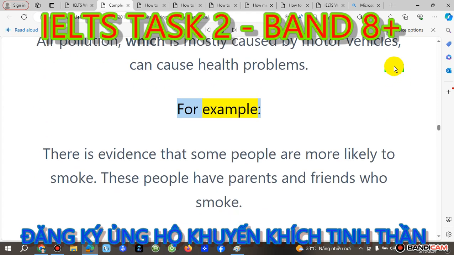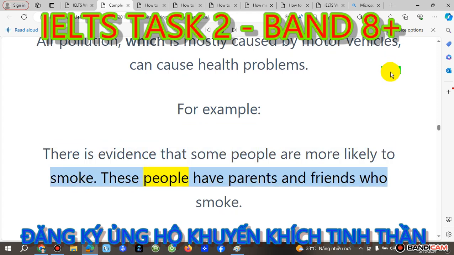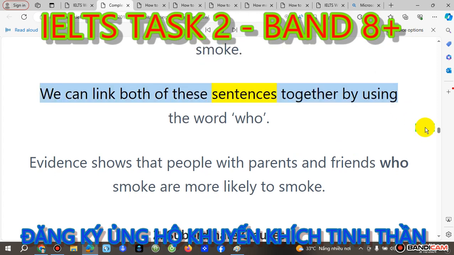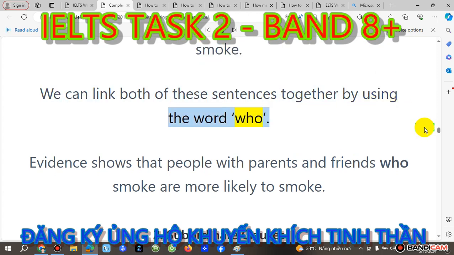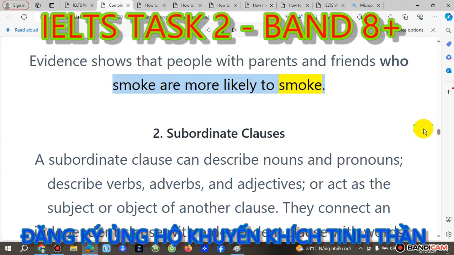For example, there is evidence that some people are more likely to smoke. These people have parents and friends who smoke. We can link both of these sentences together by using the word who. Evidence shows that people with parents and friends who smoke are more likely to smoke.